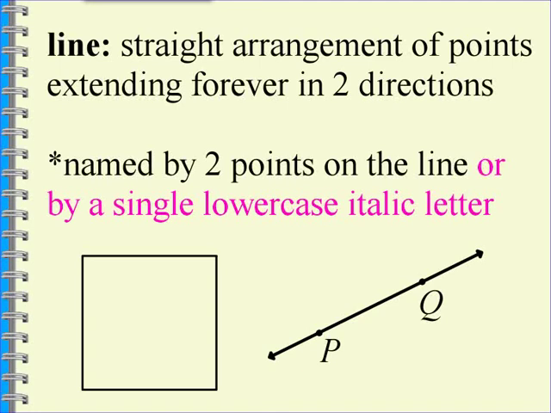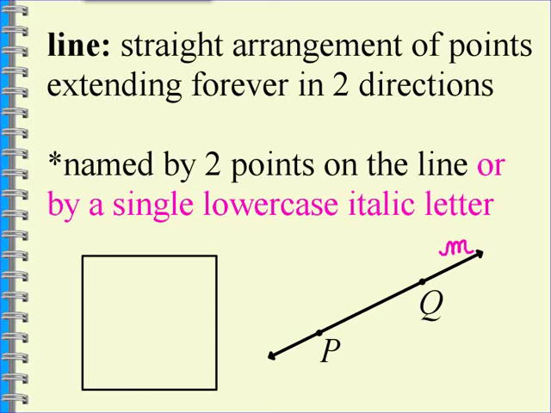Now, initially, your book talks about naming a line by 2 points on the line. And that is correct, but there's also another way we can name a line, and that's what I have written in pink. We may name a line by a single lowercase italic letter. So if you take a standardized test, like the ACT or the ITBS, they don't always have to use 2 points on the line. They will probably do something like this, and they will say line M.